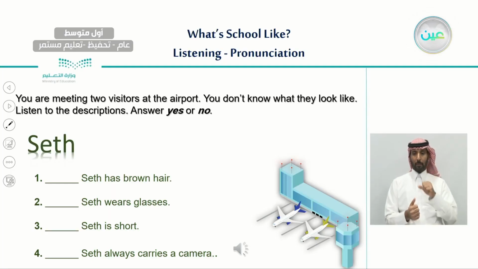I'm Seth. I have blonde hair and blue eyes. And you know I wear glasses. I'm not very tall, but I'm not short. I'm medium height. I'm 15 years old, but I look about 18, I think. I always carry a digital camera with me on trips. I take a lot of photos. You'll recognize me easily.